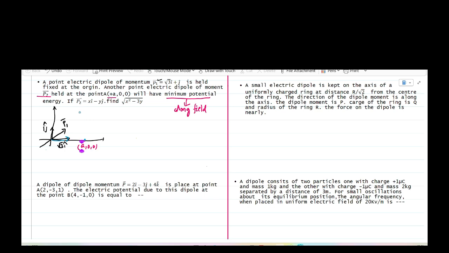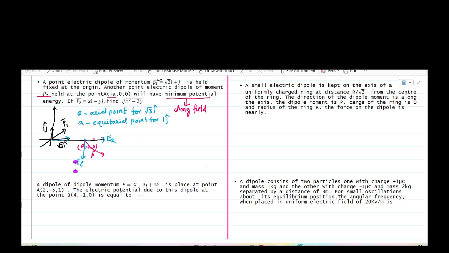Okay, the point A is an axial point for the dipole moment of root 3 i cap. A is an equatorial point for 1 j cap. I know the field on an axial point is axial, and on an equatorial point it is equatorial. The resultant field is in this direction, and the momentum also lies along the same direction to get the minimum potential energy.